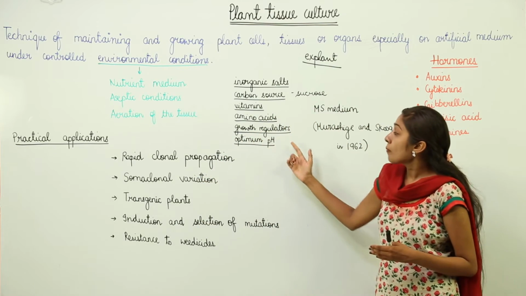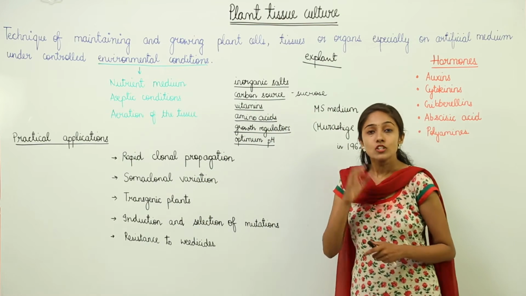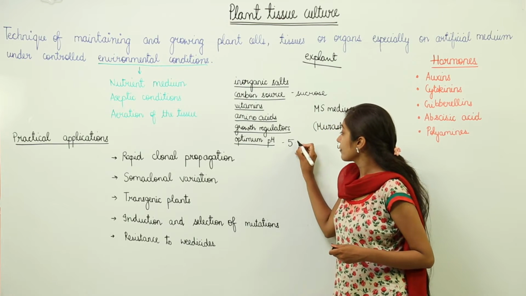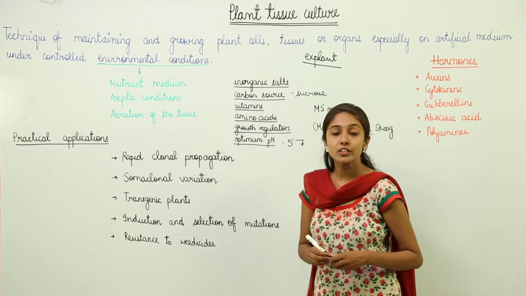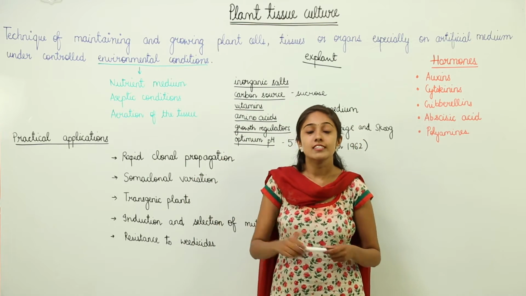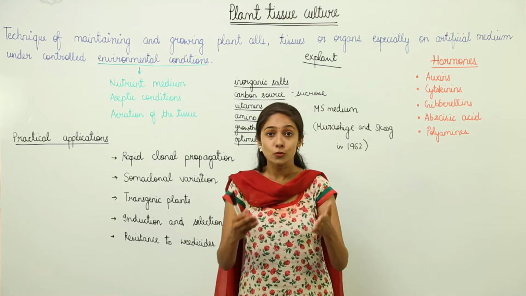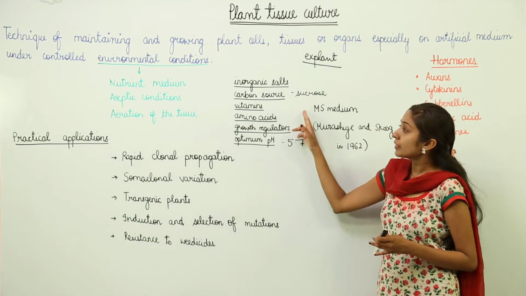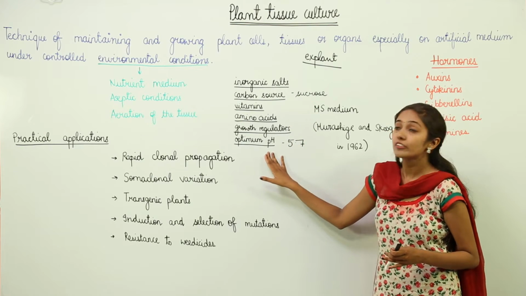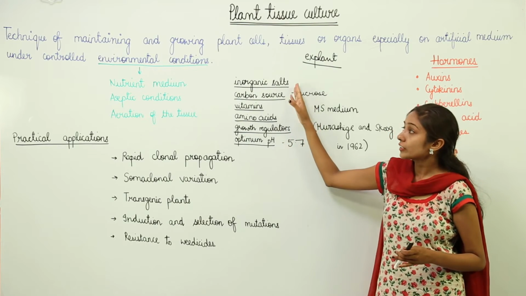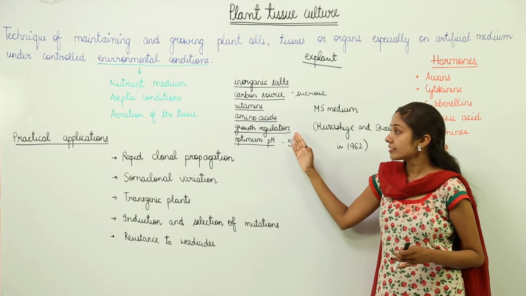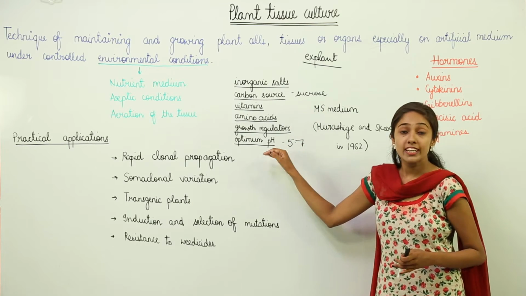After this, optimum pH is maintained, around 5.7. This is maintained so that the nutrient medium is effective and can supply all the nutrients required by the plant for its growth. So remember, the main composition parts of the nutrient medium are inorganic salts, carbon source, vitamins, amino acids, growth regulators, and you need to maintain optimum pH, plus you supply these plant hormones.